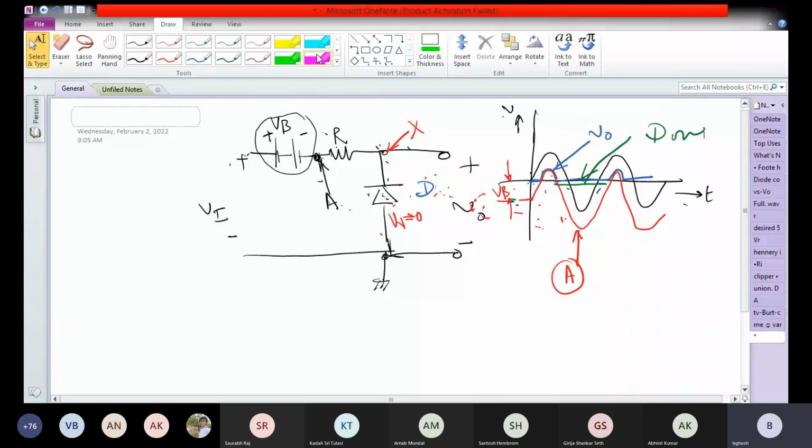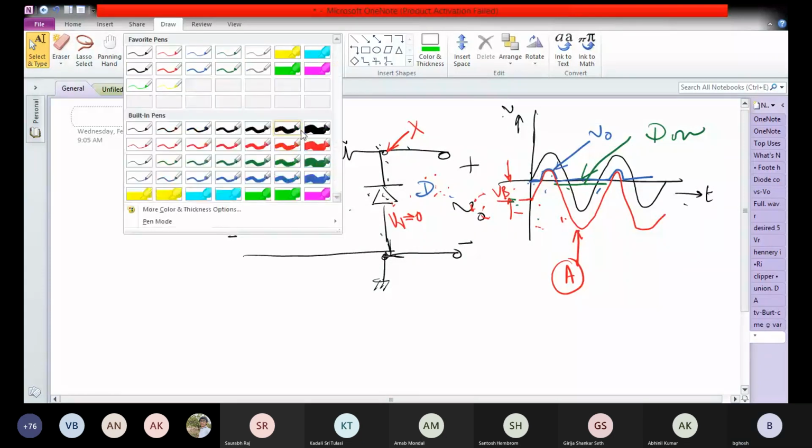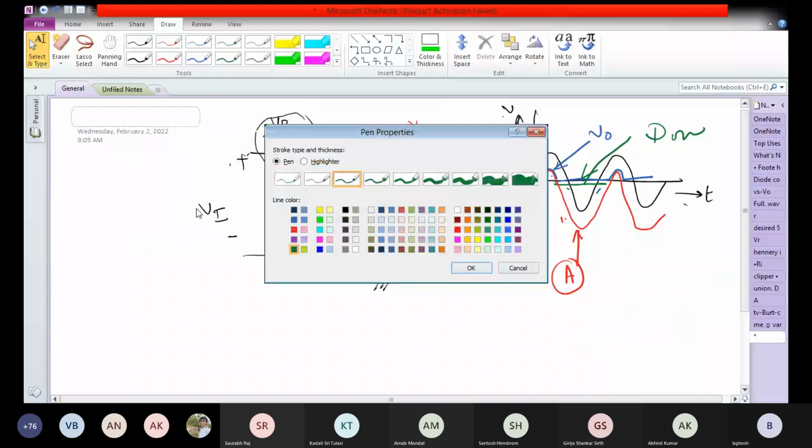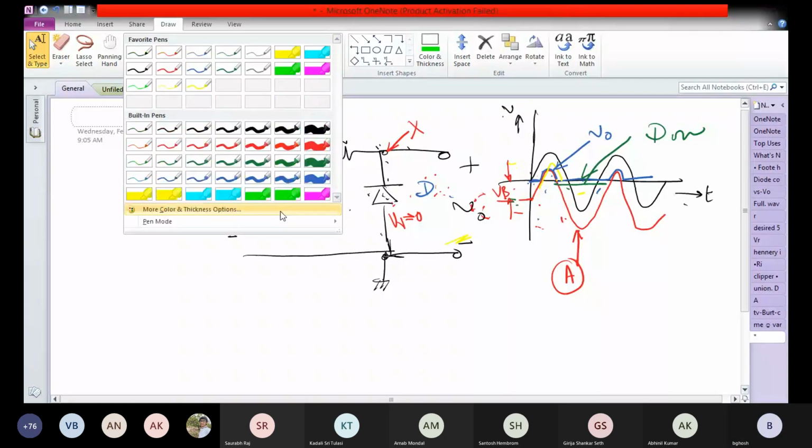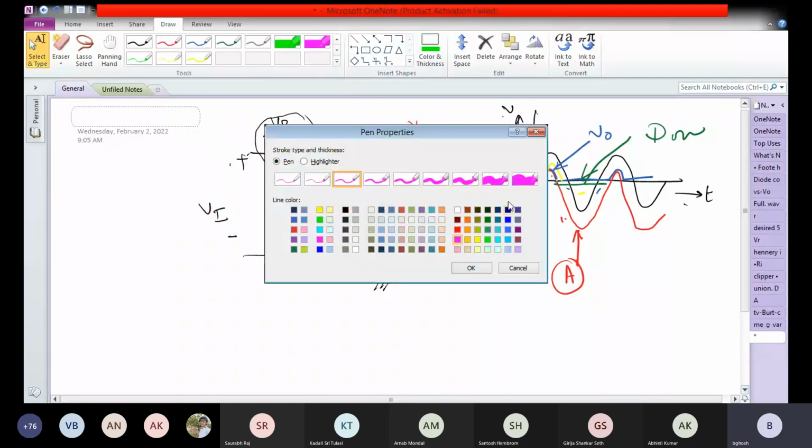Running out of colors. Okay, wait. Very good. Very good. More color. Okay. So in this part, oh, yellow is not all the same. Okay, wait. Take pink.